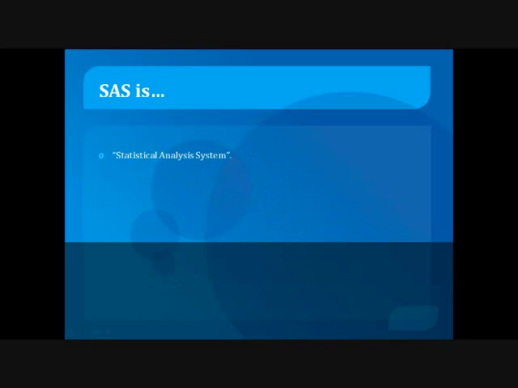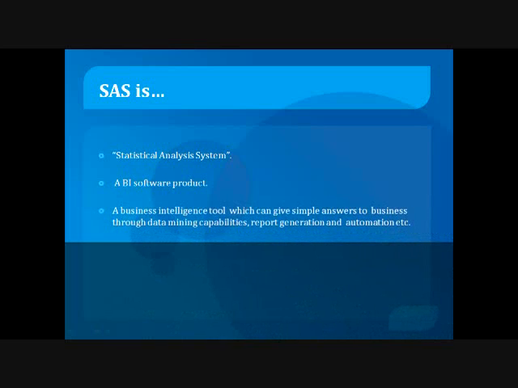SAS stands for Statistical Analysis System, which is known as a business intelligence software product. It is a business intelligence tool which can give simple answers to business through data mining capabilities, report generation, and automation. It is an easy to learn fourth-generation data-centric programming language and one of the well-paid technologies currently.